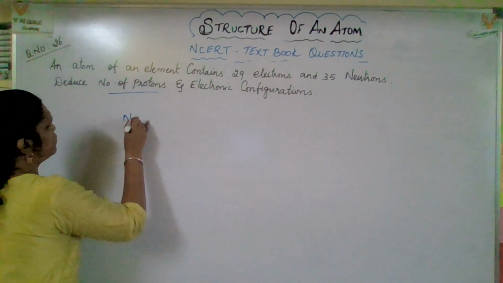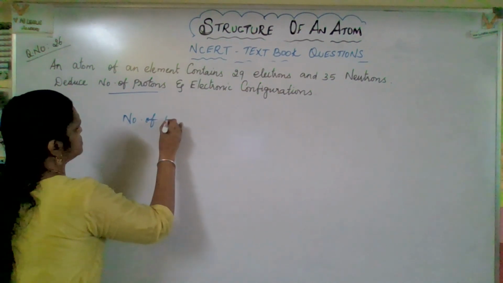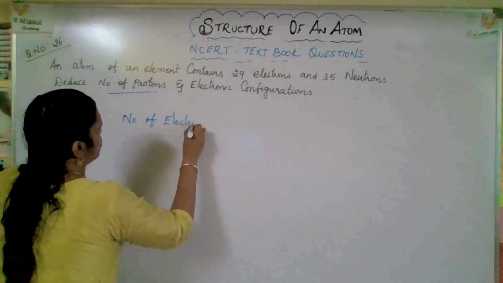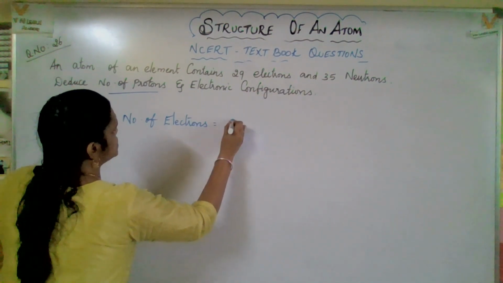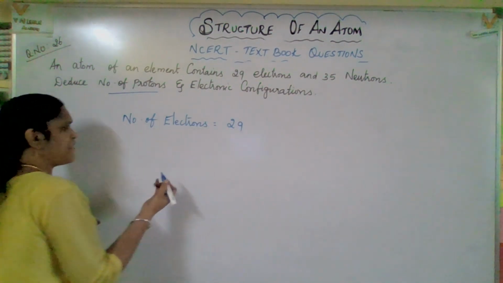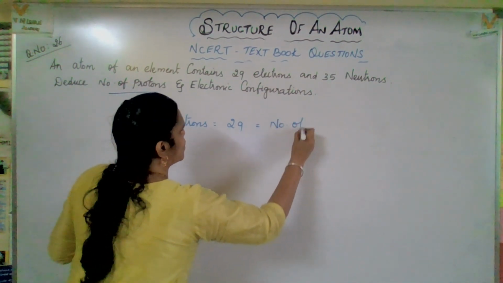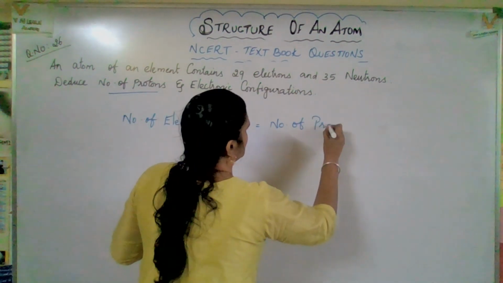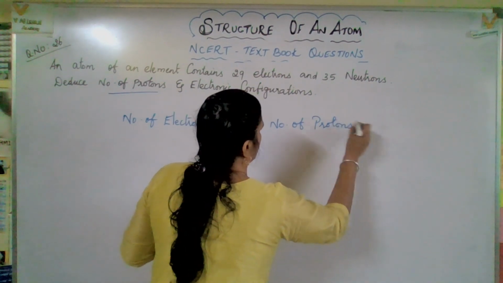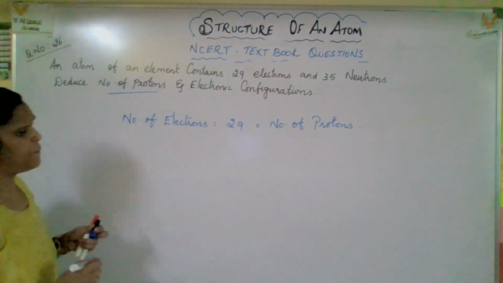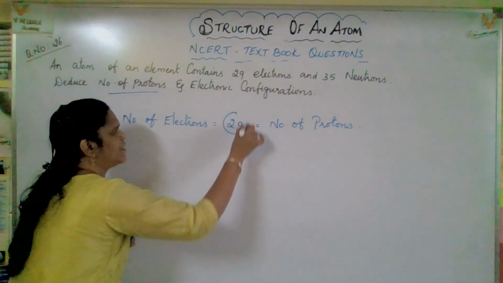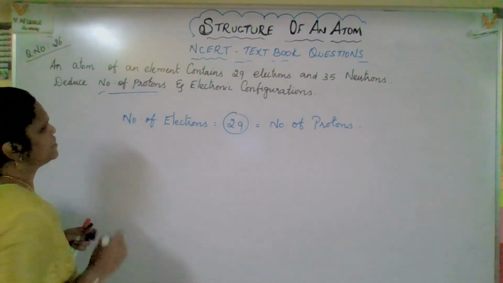Number of electrons, how much? It is 29. Number of electrons is equivalent to number of protons, right? So 29 only is the number of protons. So the first answer, you got it.